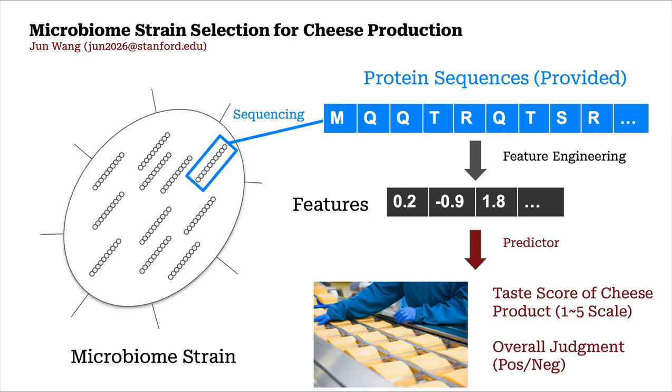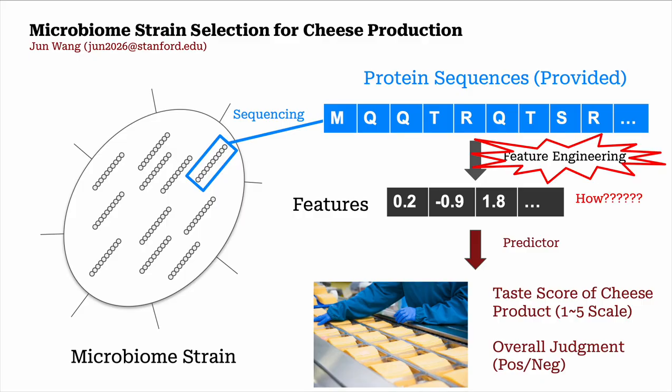Now, one of the first challenges is to engineer good features from these protein sequences. How do we get numbers from strings? The second challenge is to build a good predictor to predict the taste quality of the cheese product based on the numerical features. I would say personally the most challenging part of this project is the feature engineering part. How do you actually design a good feature extractor that operates on protein sequences?